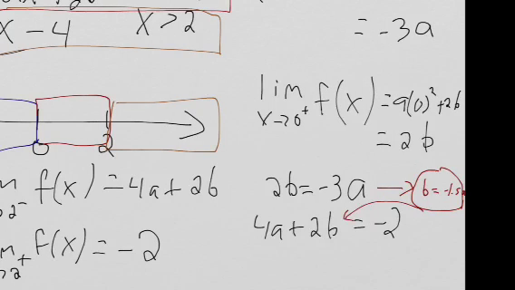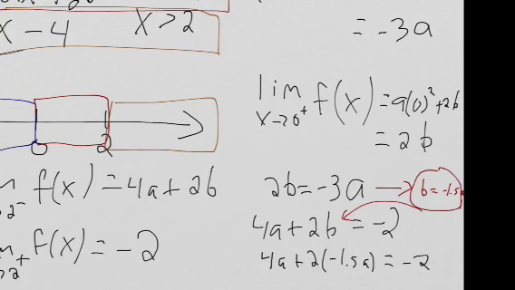And then what we can do is use that information here. So we now have 4a, and b is equal to negative 1.5a, so we have 4a plus 2 times negative 1.5a, and that's still going to be equal to negative 2. We've just taken this b value and replaced it with negative 1.5a, because that's what b is equal to. So we have 4a minus 3a equals negative 2. Let's finish this up.